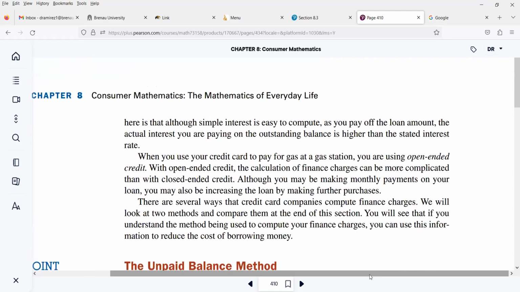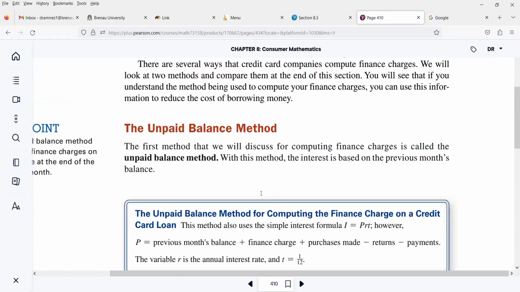Okay, so we are going to talk about credit cards or open-ended credit. When you use your credit card to pay for gas at a gas station, you are using open-ended credit. With open-ended credit, the calculation of finance charges can be more complicated than with closed-ended credit. Although you may be making monthly payments on your loan, you may also be increasing the loan by making further purchases. There are several ways that credit card companies compute finance charges, and we will look at 2 methods and compare them at the end of the section. You will see that if you understand the method being used to compute your finance charges, you can use this information to reduce the cost of borrowing money.